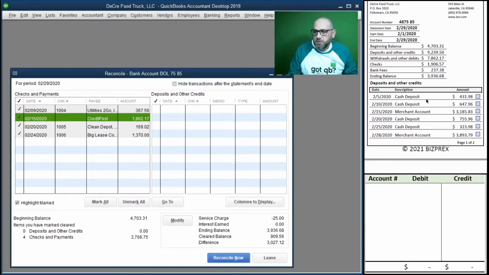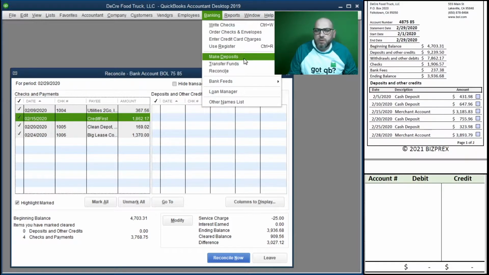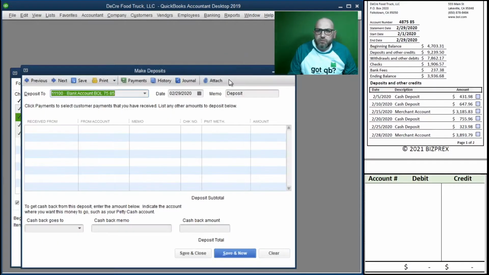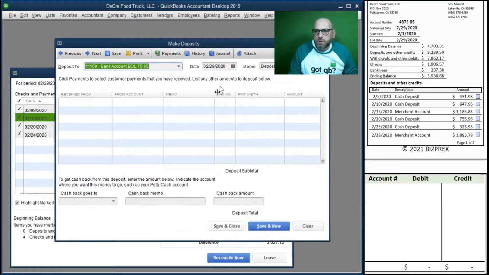All of these deposits are sales, they're revenue, and therefore we should get through it pretty quickly. So we're going to go into make deposits. Again, the wonderful feature of QuickBooks is that we don't have to exit reconciliation. We can do it all while in the reconciliation. Then once we're done posting deposits, they will show up. So let's get started.